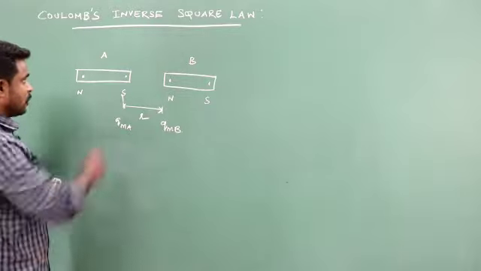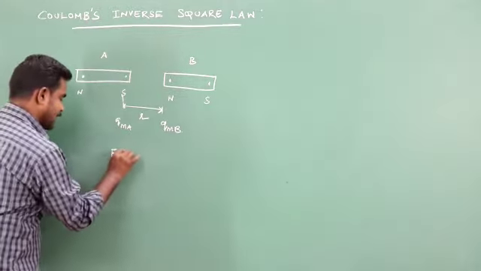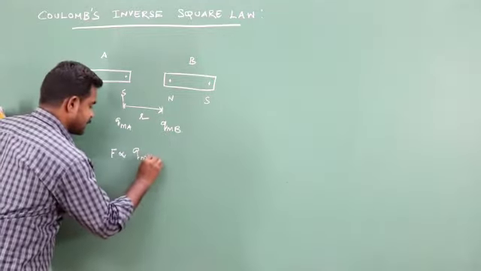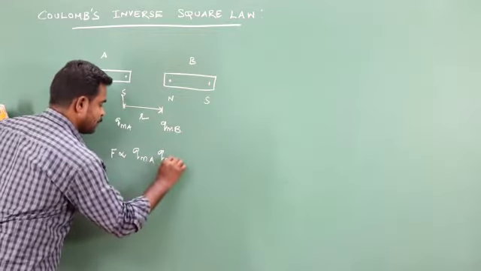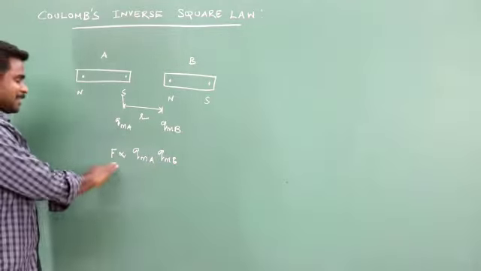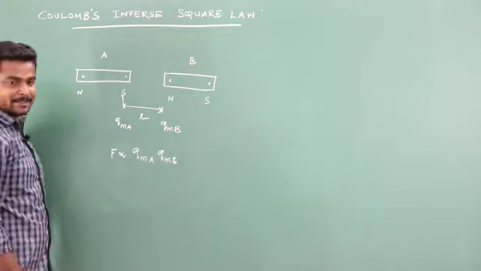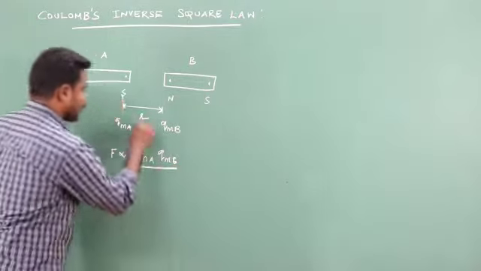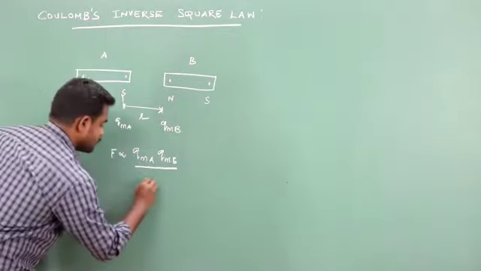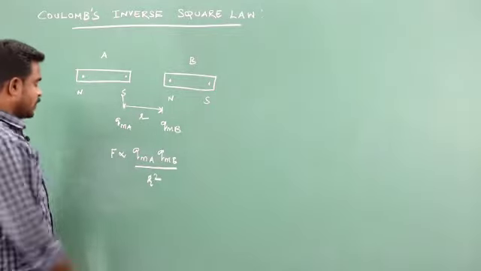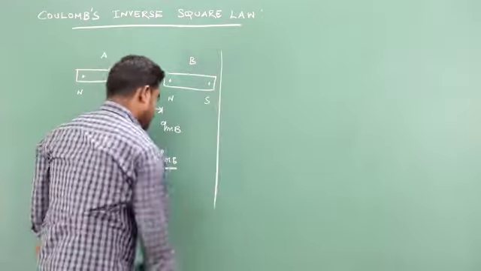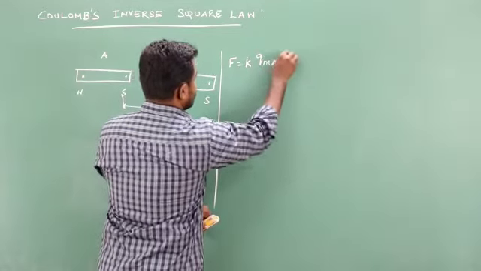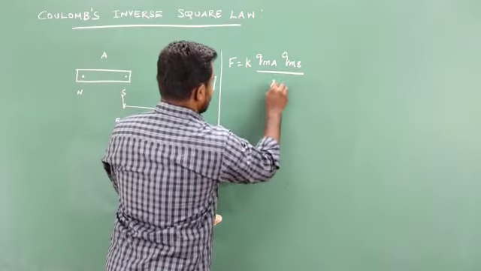Now Coulomb's inverse square law means that the force of attraction or repulsion between two bar magnets is directly proportional to the product of the pole strengths, that is QMA and QMB, and inversely proportional to the square of the distance between them. Now we use the constant of proportionality, so F equals K QMA QMB divided by R squared.